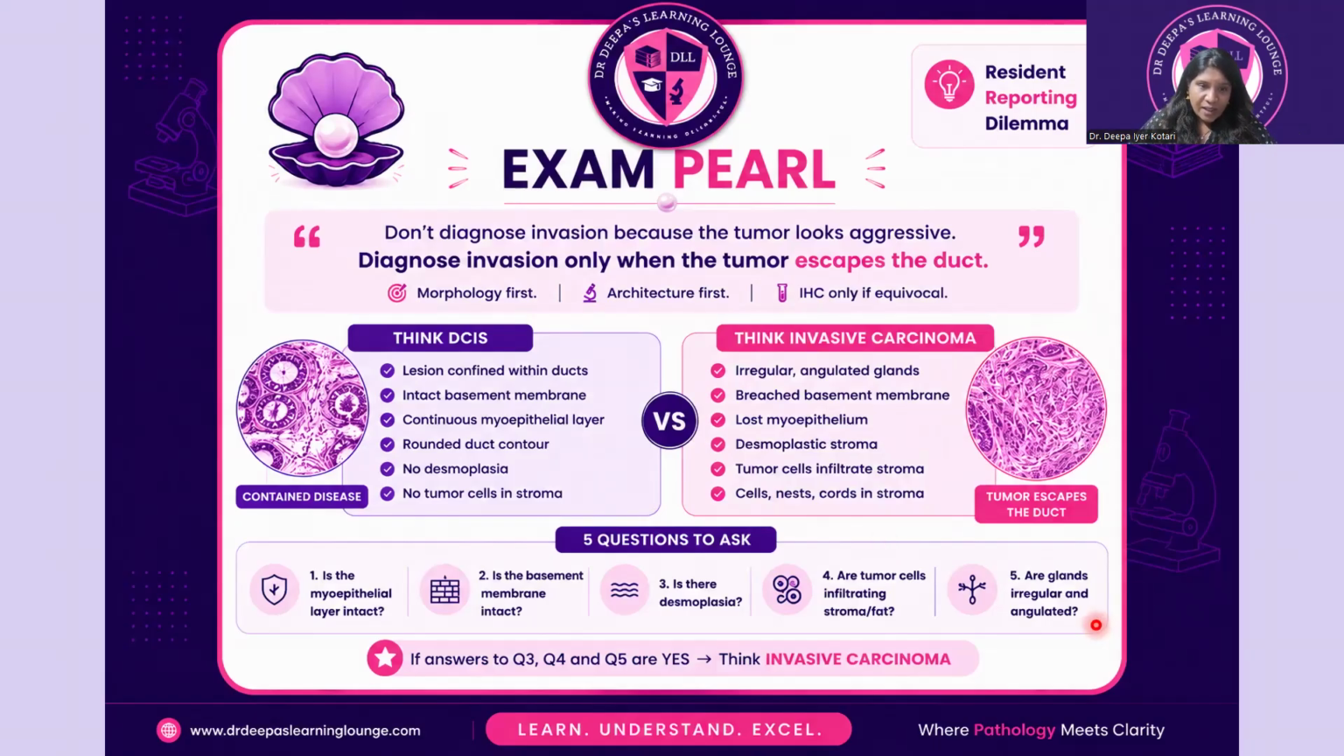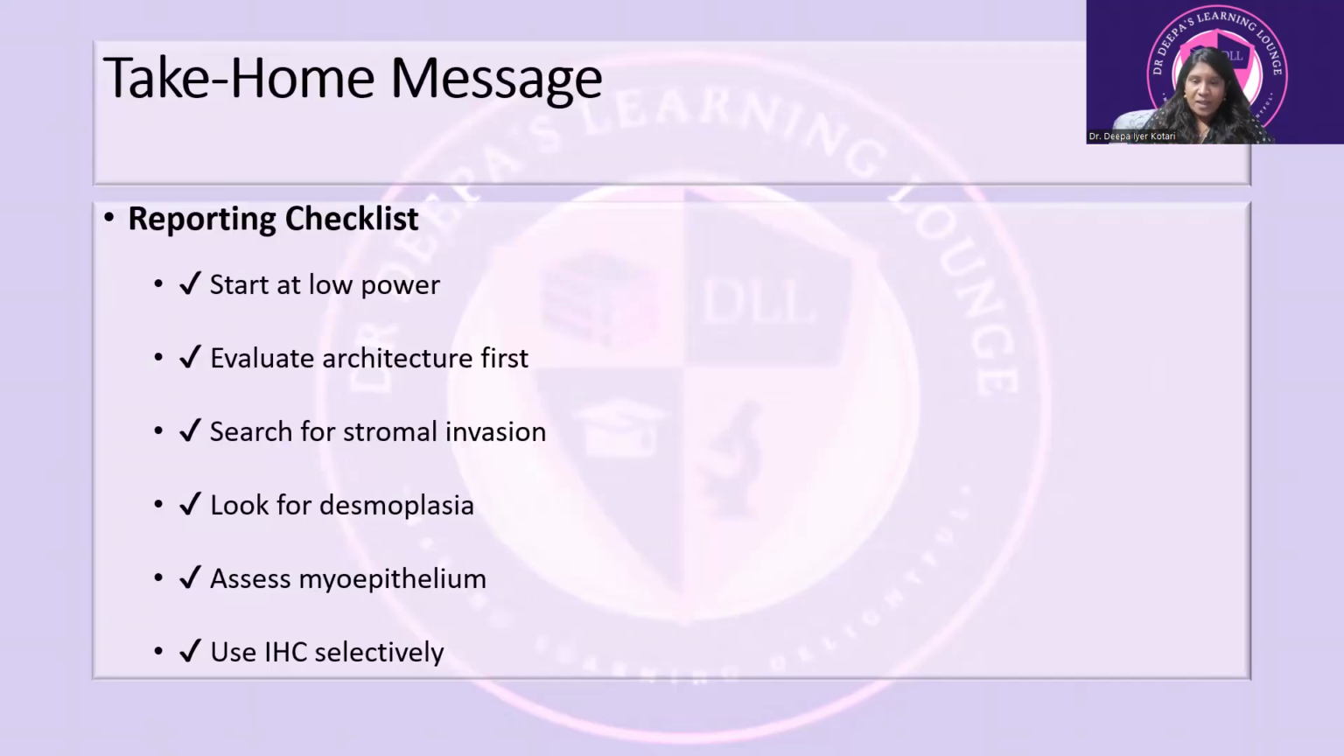So the questions that I told you that you have to ask yourself: first, is the myoepithelial layer intact? Second, is the basement membrane intact? Third, are tumor cells invading the stroma or the fat? And fourth, are glands irregular and angulated? And if your answer is yes for the last three questions, then call it an invasive. Okay. So you have to call it an invasive only when you have evidence of invasion, and you cannot call it on the basis of how scary the cells look within the DCIS itself.